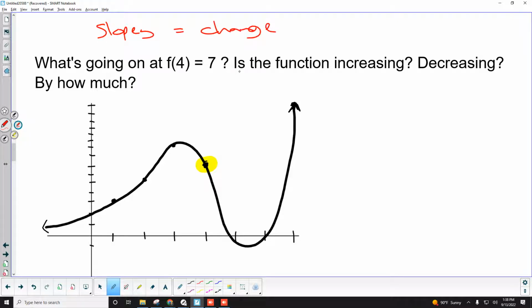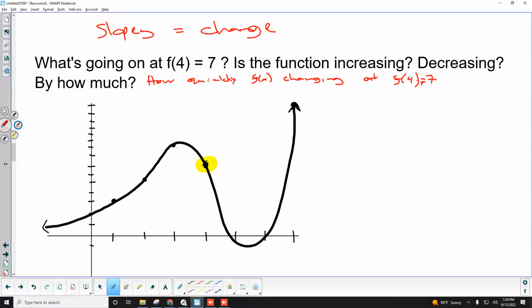And I'm essentially asking, how quickly is the function changing at this point? Would it make sense that we find the slope at that point? And I guess it's the slope of the line at that point. We don't see a line, but we know slopes equal change.